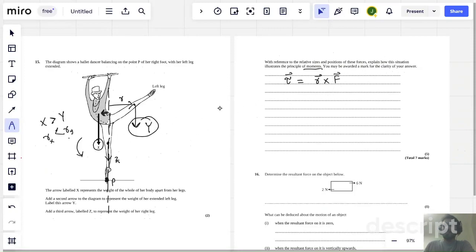So you can explain this in very clear points: although the weight of the body is more than the weight of the leg, at the same time, the moment arm for the leg is a little bit greater than the moment arm for the body. So that makes both the anti-clockwise torque and the clockwise torque equal, and that's how this ballet dancer is balancing her body about this pivot P.